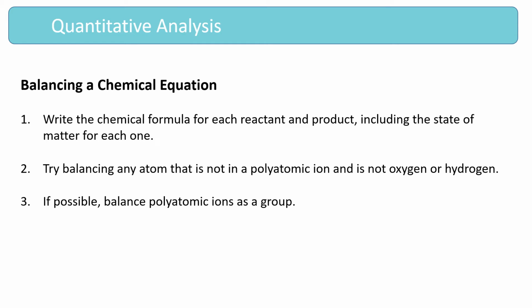So how do you determine the excess or limiting reactants? First of all, you write a balanced equation representing the reaction. Write the chemical formula for each reactant and product, including the state of matter, solid, liquid, or gas, for each one. Try balancing any atom that is not a polyatomic ion and is not oxygen or hydrogen. If possible, balance polyatomic ions as a group.